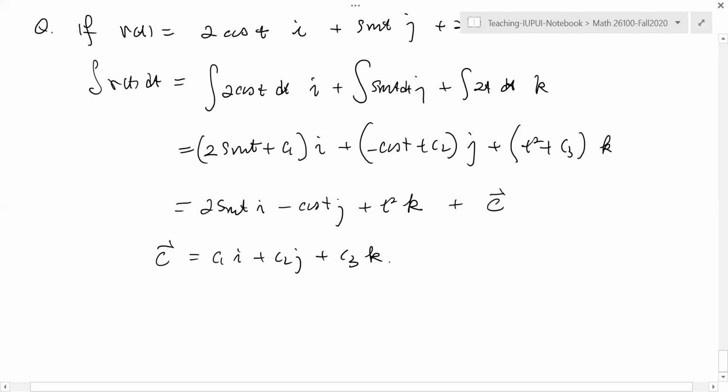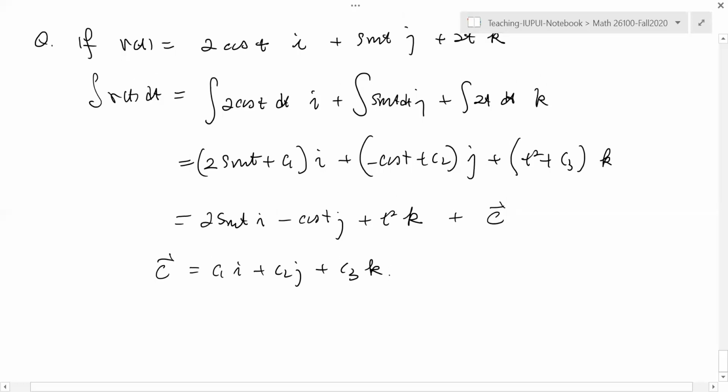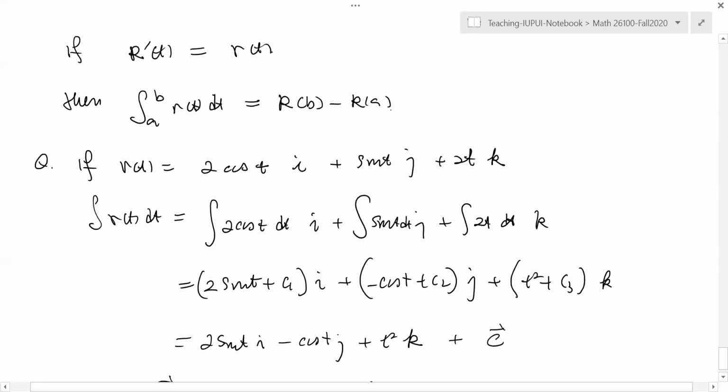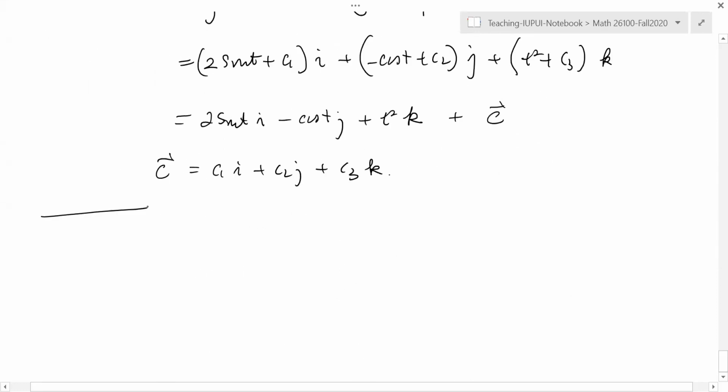So we just learned the formula for how to evaluate the integral of a vector function. We also have the fundamental theorem of calculus for the integral: if the vector function is a derivative of another vector function, then you have the above formula.